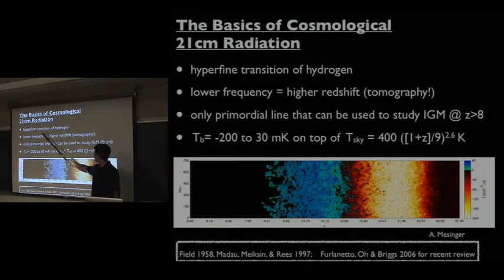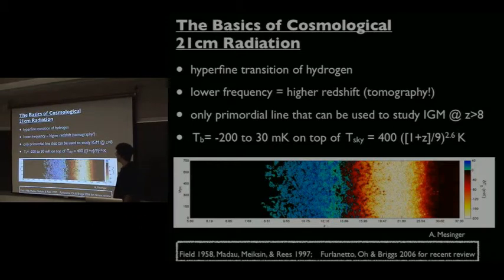So as we all know, this is a hyperfine transition of hydrogen between the electron and the nucleus, the proton. And as you change the frequency that you're looking at to observe this signal, you're looking at different redshifts. Lower frequencies equal higher redshift. This means that in contrast to the CMB, where you're only observing one surface, you can measure a three-dimensional space and do tomography, and map the universe as a function of redshift as different processes are happening.